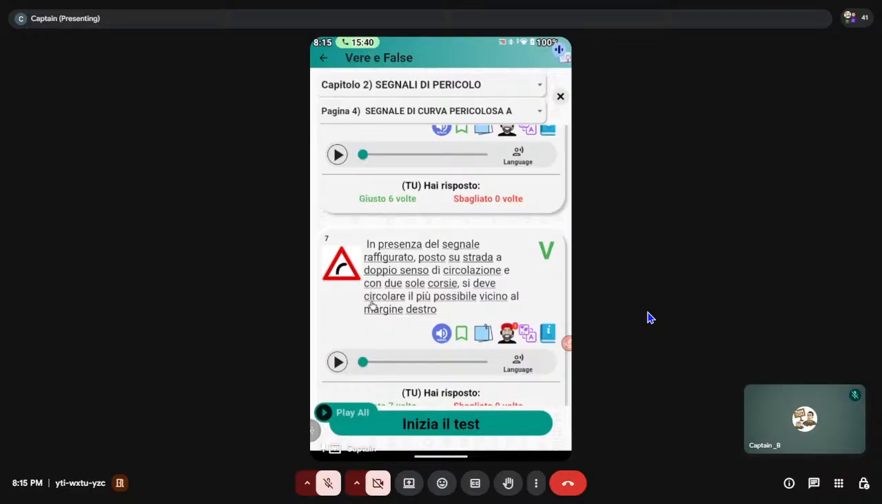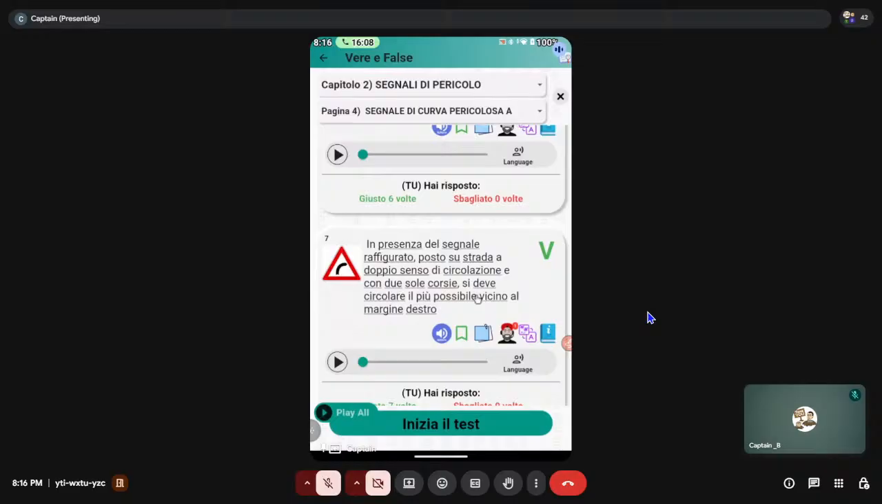Si deve circolare più possibile. He said deve here means must, circolare here means circulate, più possibile, as possible, okay? More possible, all right? Vicino, very close, al margine, to the edge. Which edge? Destro. So at the right edge. So you need to circulate at the right edge, this being two-way circulation.